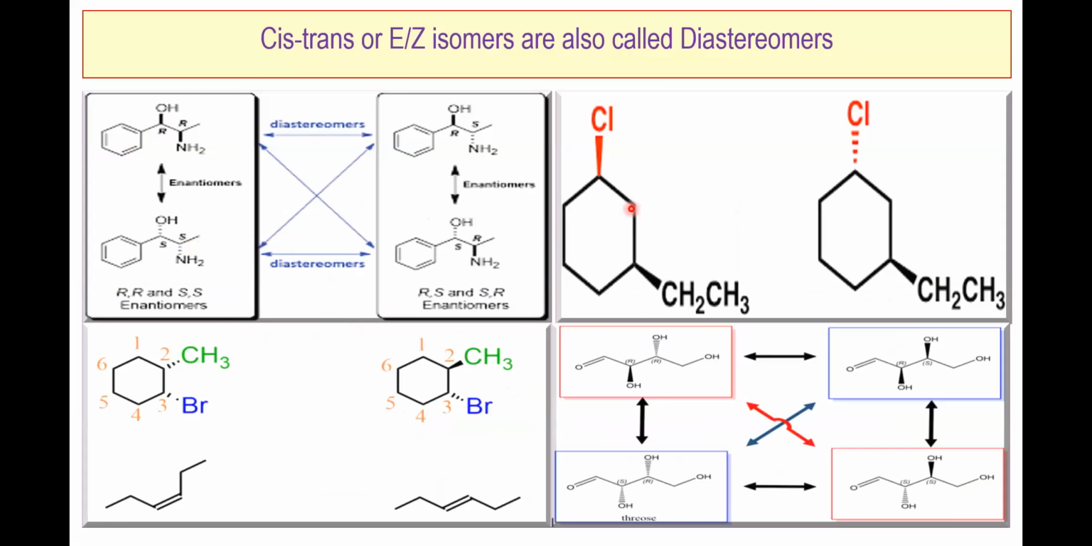So some more examples. Look here. So, diastereomers. Even cis-trans isomers or E-Z isomers are also called diastereomers.